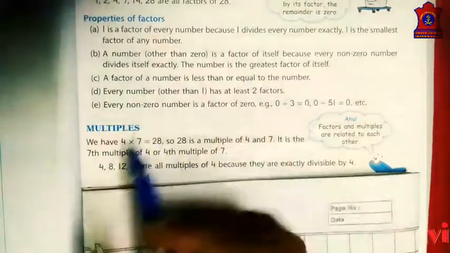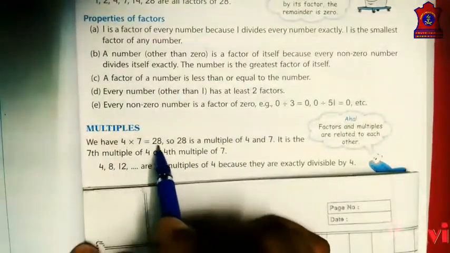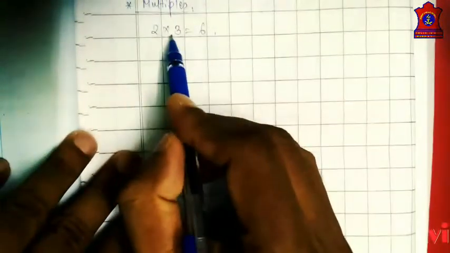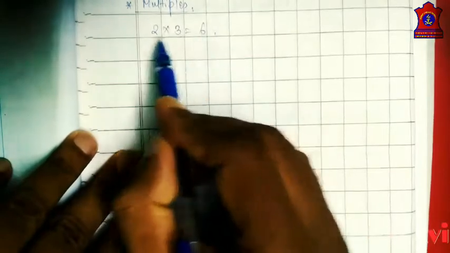Here look at this example. We have 4 into 7 equals 28. So 28 is a multiple of 4 and 7. Similarly, here we have multiplied 2 and 3. So 6 is the multiple of 2 and 3. So we are going to learn about properties of multiples.